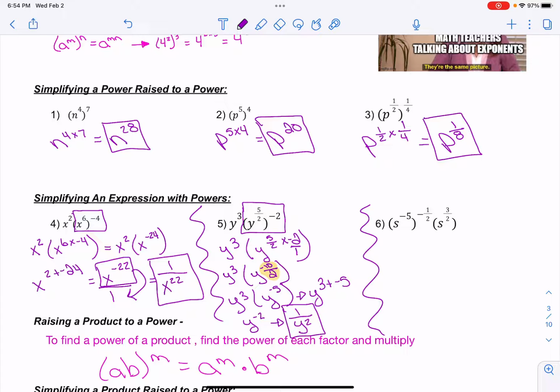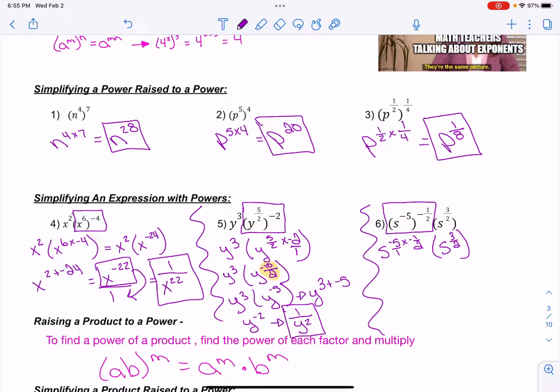And last one like this, so we have s to the -5th raised to the -1/2. So again, I'm going to go ahead and put a box around that, just so I know that that -1/2 goes with that s to the -5th. And then we have it times s to the 3/2. So first thing we have to do is this -5 times -1 over 2. And this s to the 3/2 just kind of stays over here.